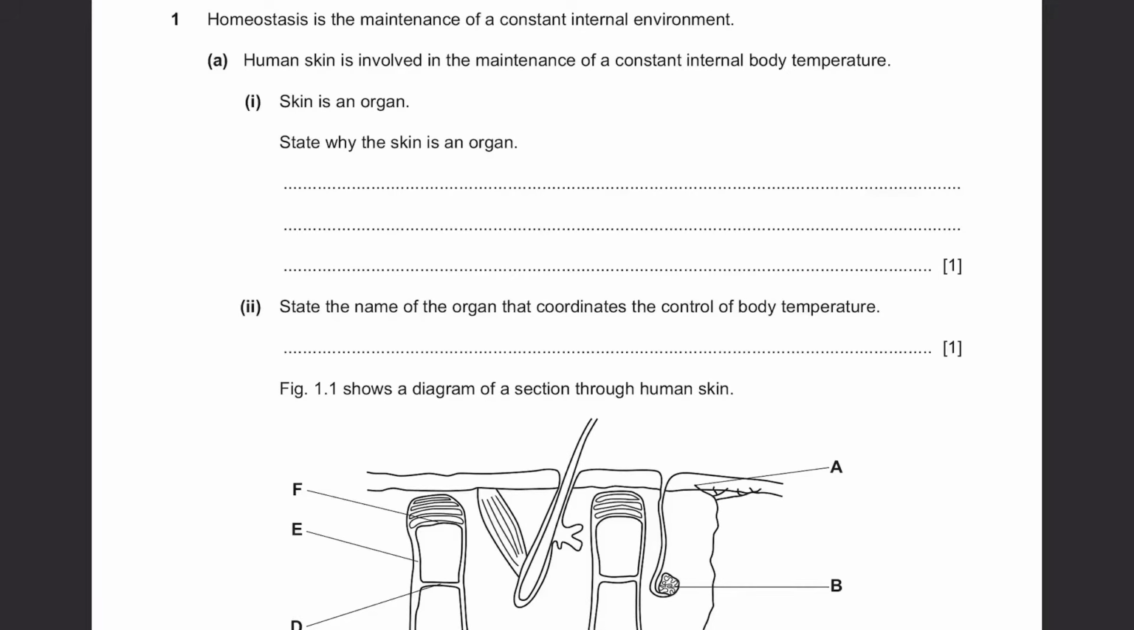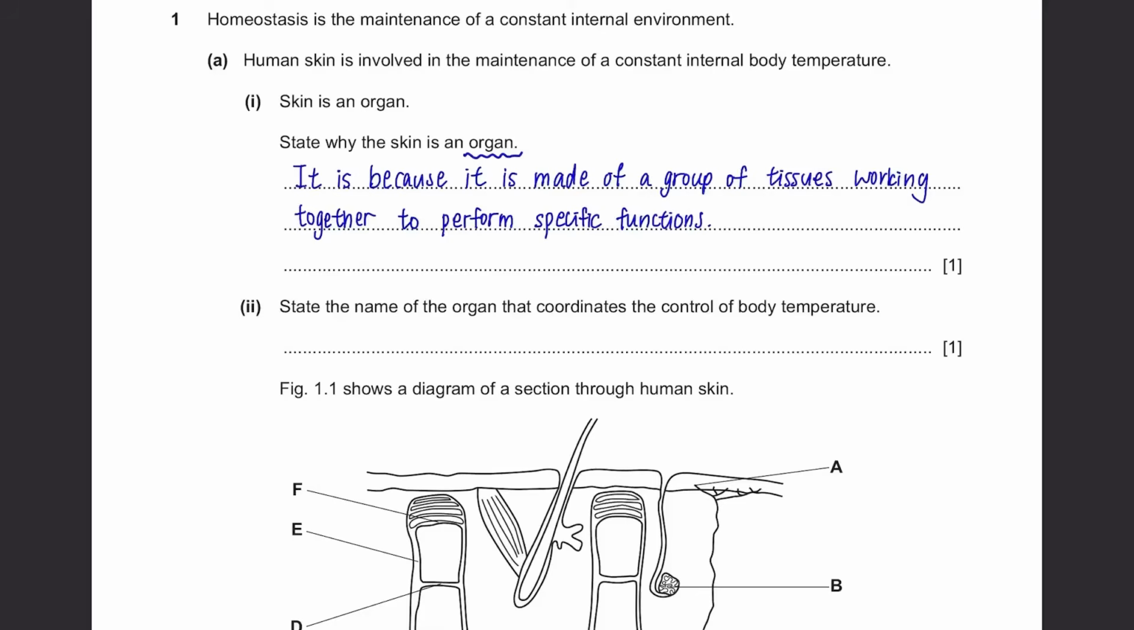Skin is an organ. State why the skin is an organ. Just talk about what an organ is. Skin is an organ because it is made of a group of tissues working together to perform specific functions.